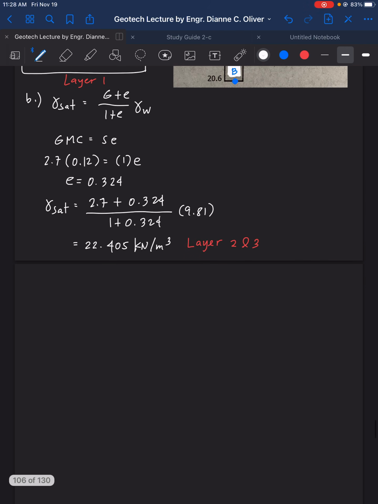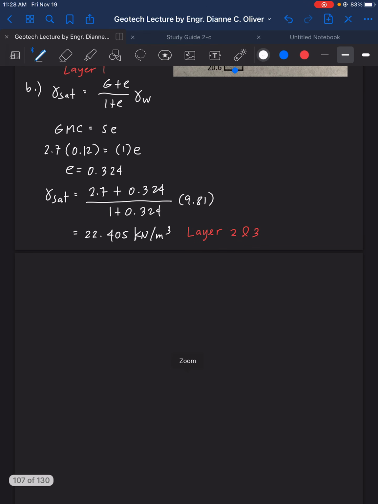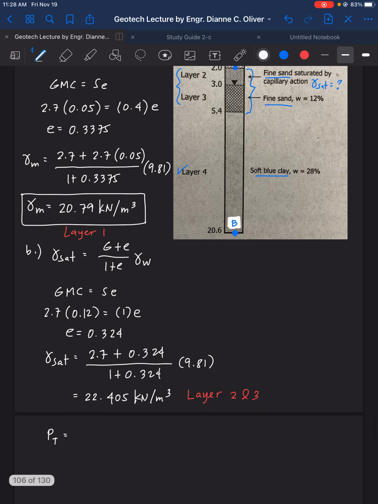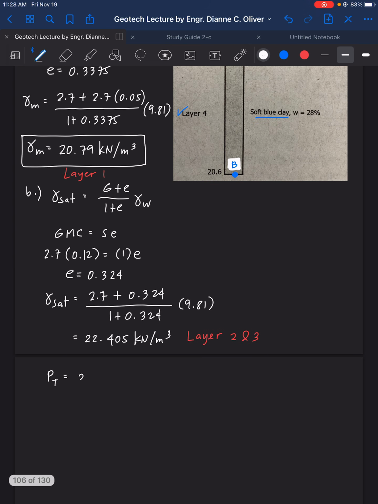So effective stress at point A, P total of point A is equal to, we have the gamma moist, 20.79, times 2. That is equal to 41.58 kilopascal. Then it's P total A.